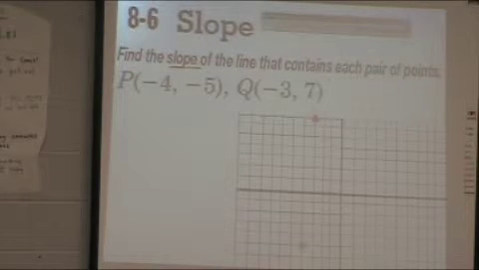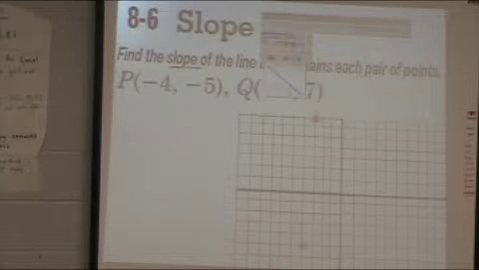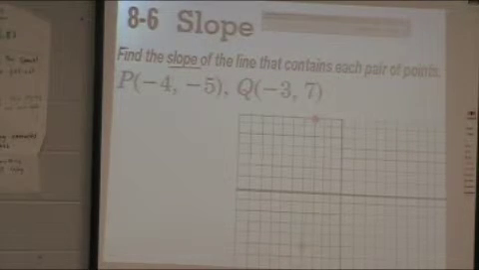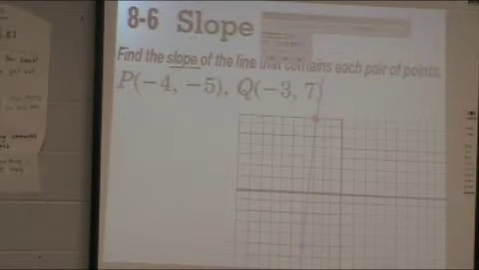Now, before I can find the slope, what do I have to do? Put a line. I have to connect them. Okay, and show lines extending on forever, right? Just like that. Now, what's another way of saying slope?